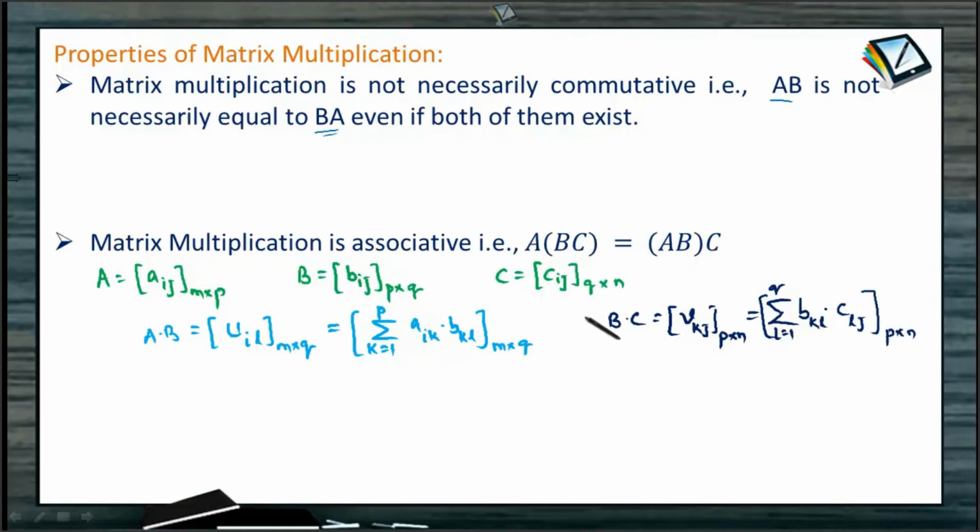Now we have defined both B into C and A into B. How will the product A times BC be? This is a product of the matrix A with the product of the matrices B and C.